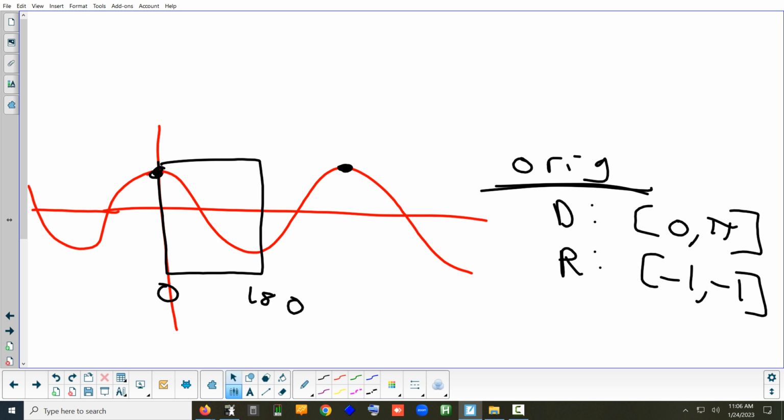Okay, now let's talk about inverse. When we deal with inverse cosine, what is my domain going to be? Negative 1, sorry, that's supposed to say negative 1. Yes, when we deal with inverse cosine, the domain is going to be negative 1 to 1. And what's the range going to be? 0 to pi.